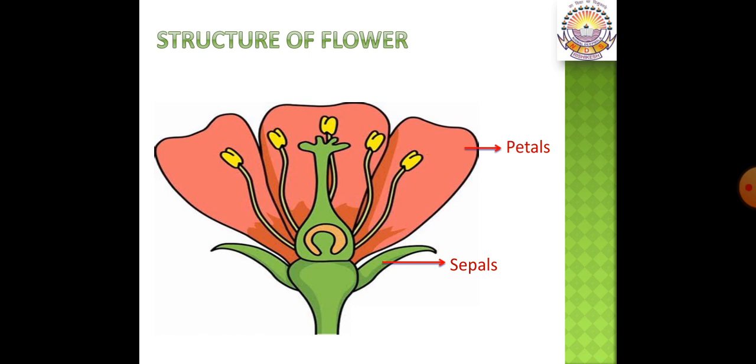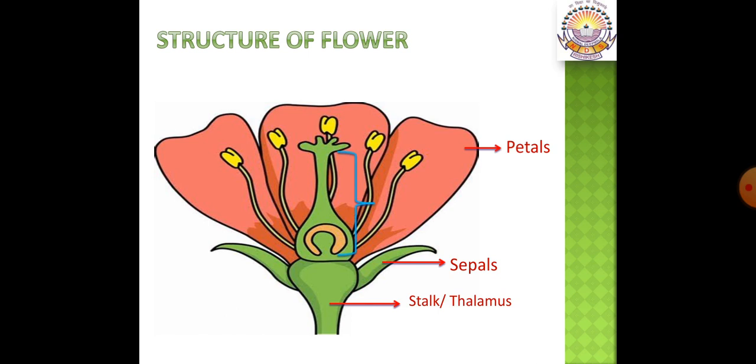Now this rod-like structure you can see, which is holding the entire flower, is called the stalk of a flower or thalamus. Then come those parts of the flower which actually help in the process of reproduction, and इन्हीं parts की वजह से हम flowers को reproductive organs कहते हैं.